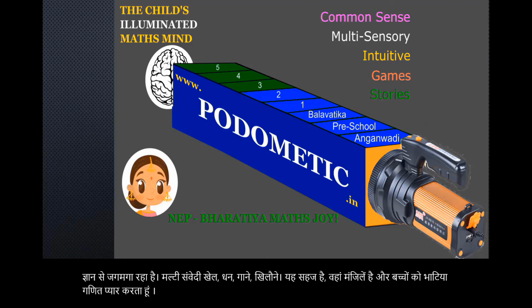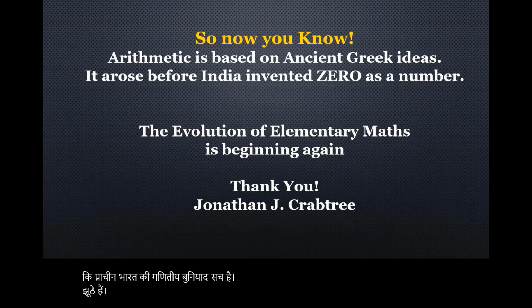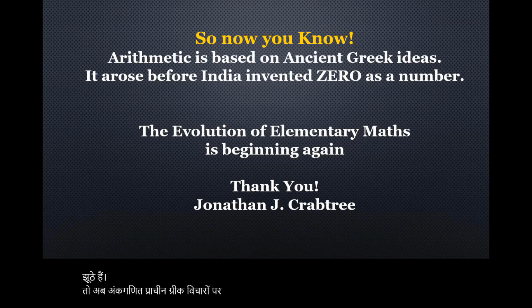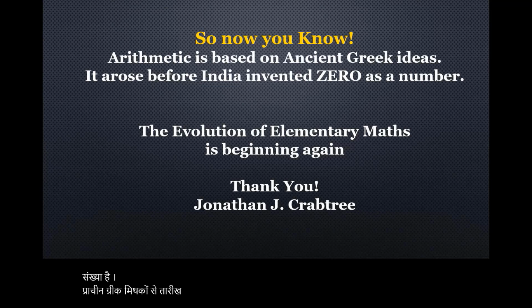And so we must now accept that the mathematical foundations of ancient India are true and the mathematical foundations of the British Empire are false. So now you know. Arithmetic is based on ancient Greek ideas. It arose before India invented 0 as a number. The ancient Greek math was 1,000 years out of date by the time Brahmagupta wrote his sutras. So the evolution of elementary maths is beginning again.